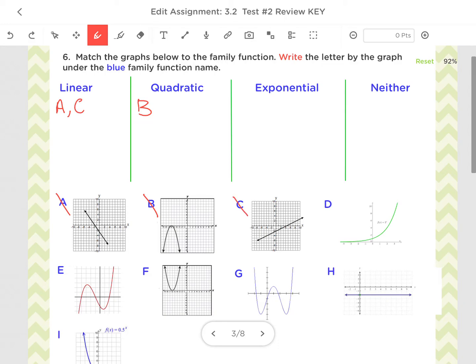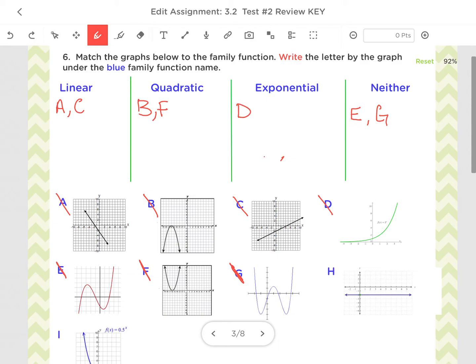D is an increasing exponential. Okay, it's going up quickly. So D is going to go under exponential. E, notice that has two curves, where a parabola only has one curve. So E we haven't seen before, so that's going to go under the neither. You'll see that when you go to Algebra 2. Okay, F, that's that parabola shape that opens up. G, it's a W. It has three curves now. We haven't seen anything like that yet, so that's going to be a neither. Okay, you'll learn that in Algebra 2 as well.